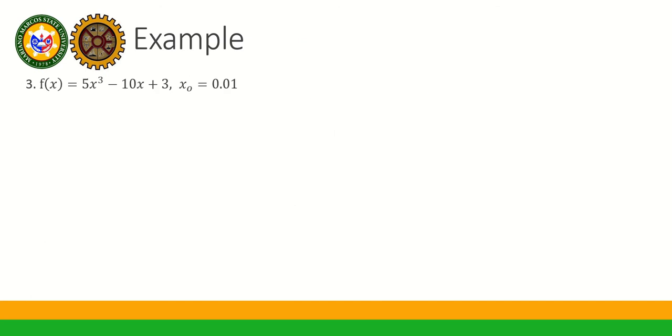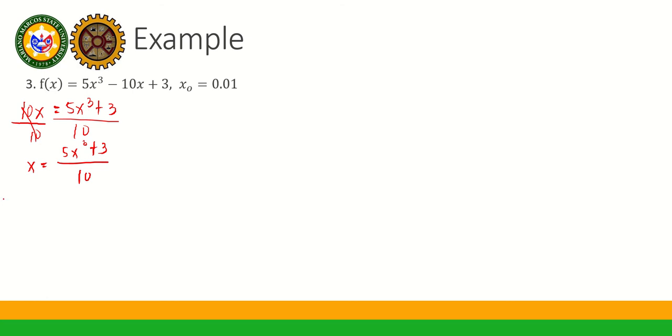F of x is equal to 5x cubed minus 10x plus 3, and x sub 0 is equal to 0.1. So we have to convert this to x equal to g of x. So this is 5x cubed. So try natin i-transpose si 10x sa kabilang side. So that will be positive 10x equal to 5x cubed plus 3. We divide both sides by 10. So we have x is equal to 5x cubed plus 3 over 10.